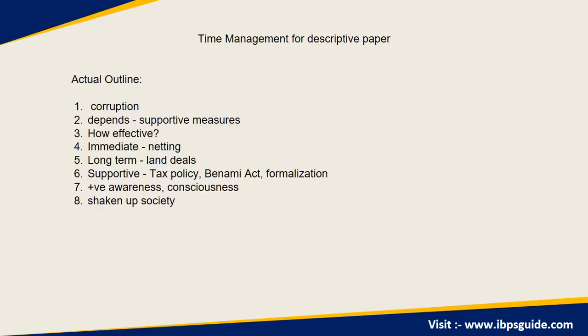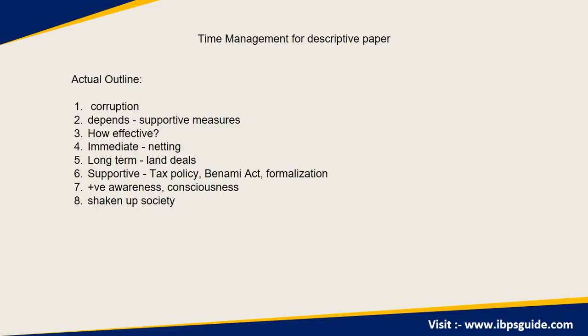So the first point was the premise, which was about corruption. So just write down the word corruption. Second one was your personal opinion, and you said that the effectiveness depends on supportive measures. So just write depends supportive measures. Third, you posed a question, right? And the question was, how effective is it? So just write that down.